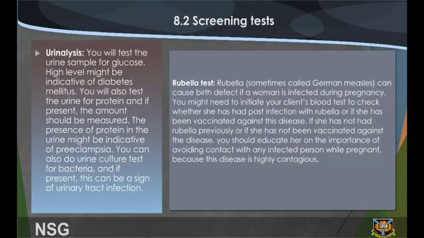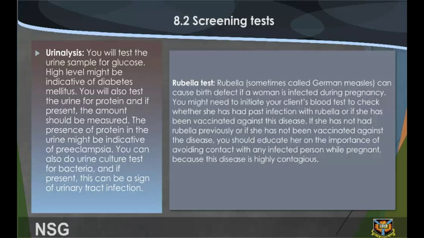Urinalysis. You will test the urine sample for glucose. High level might be indicative of diabetes mellitus. You will also test the urine for protein, and if present, the amount should be measured. The presence of protein in the urine might be indicative of preeclampsia. You can also do urine culture tests for bacteria, and if present, this can be a sign of urinary tract infection.